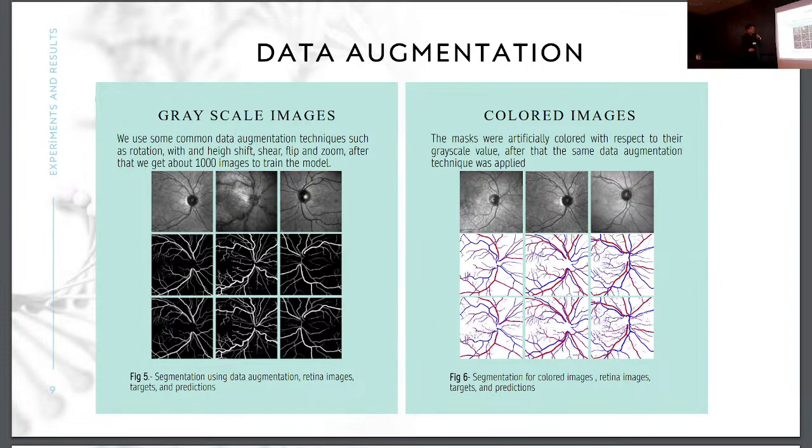And the other one with color images. So I artificially color the images to show the difference between veins and arteries, and to be able to help more in the diagnosis and treatment of different diseases. And good results were also obtained.